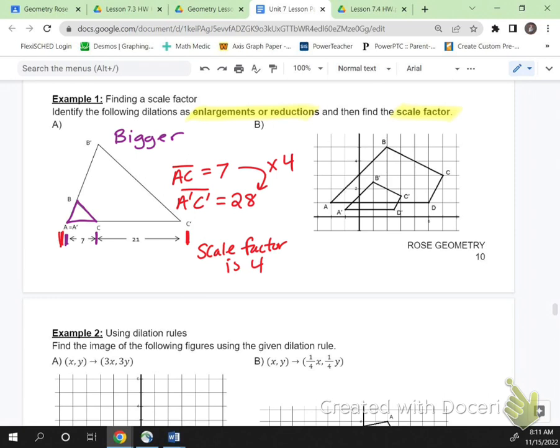Are we seeing the preimage and the image for this next one? B. What has happened? Where's my preimage?